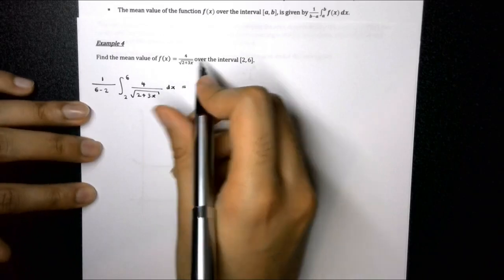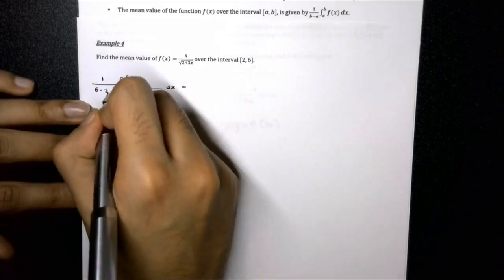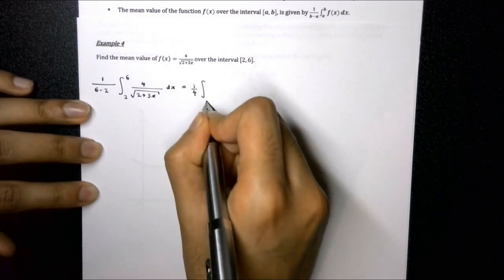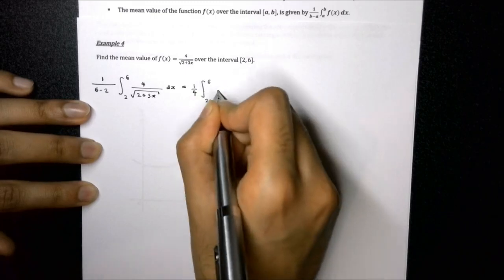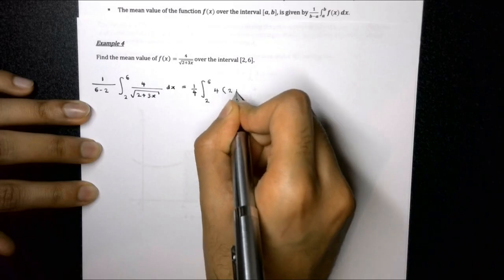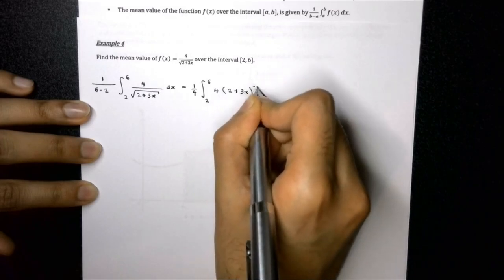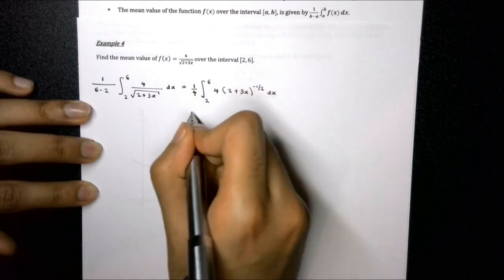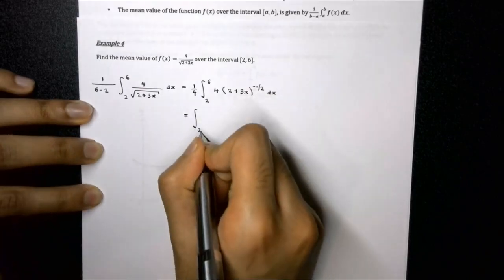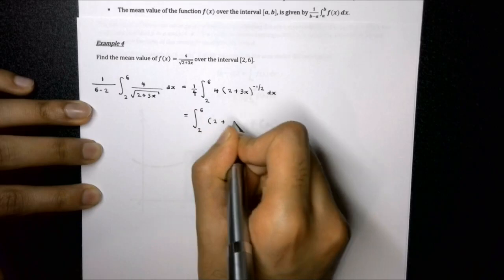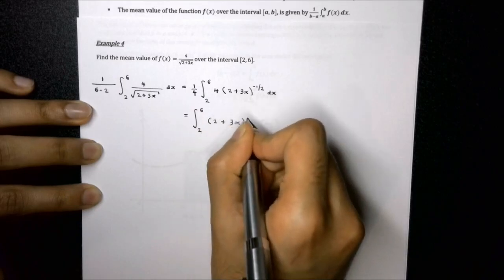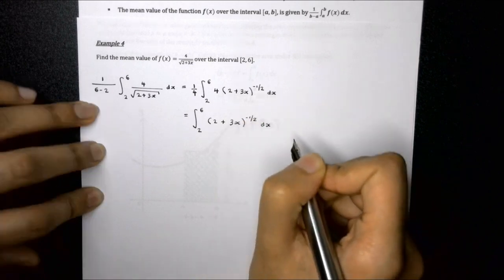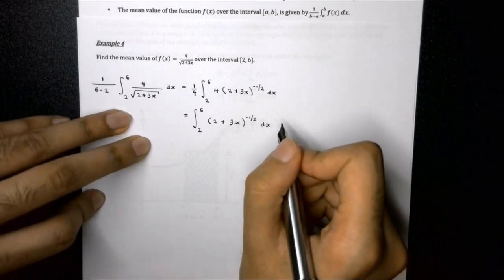So if we work all of this out, you can see here we've got 1 over 6 minus 2, so that's the 1/4. And then we multiply this by this integral from 2 to 6 of 4 lots of 2 plus 3x to the power of minus 1/2. 1/4 times 4, that's just 1. So we've got the integral from 2 to 6 of 2 plus 3x to the minus 1/2 with respect to x. Okay, so hopefully all this makes sense so far.